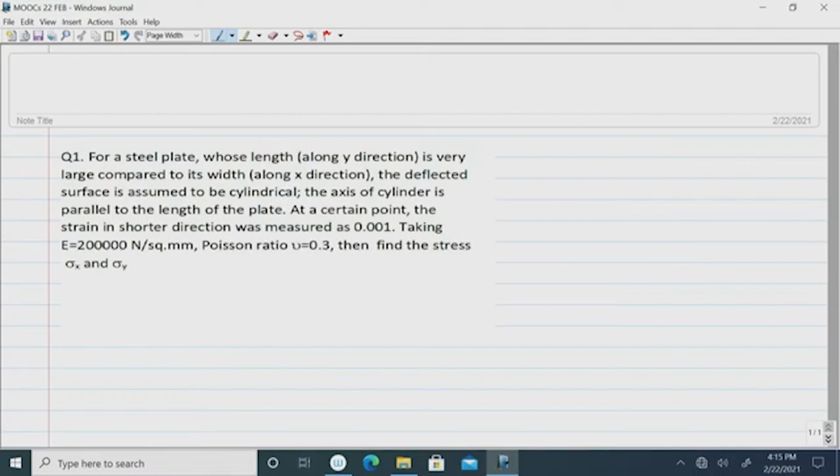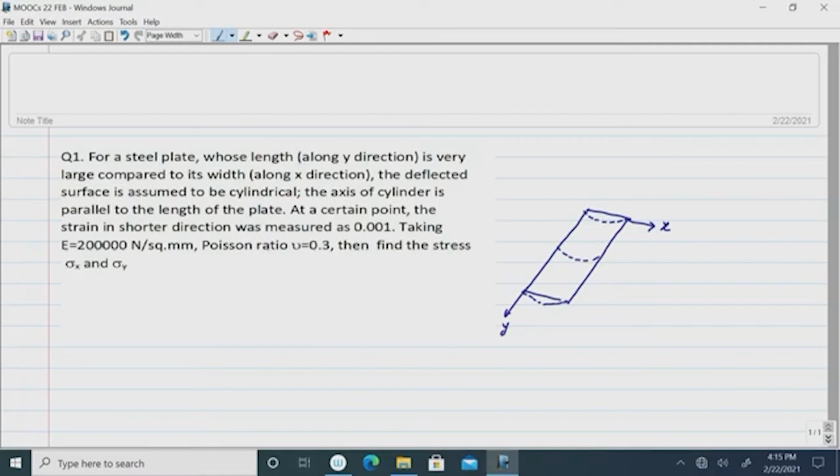Now, let us see the first problem that I have told you. A steel plate whose length in y direction is very large compared to its width. So, that means, if I have a plate like that, say this is the x axis and this is our y axis. Okay. So, along the y direction the length is very large, such that the plate deforms in the form of a cylinder.